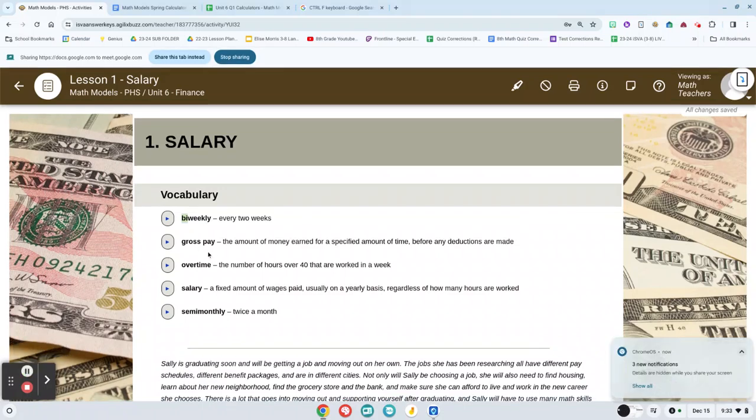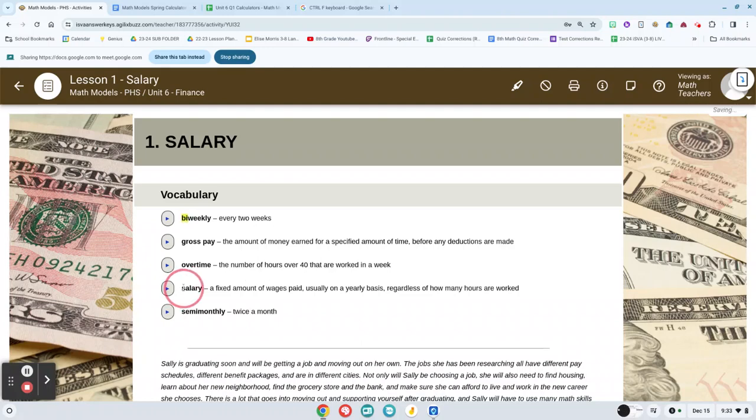Okay, gross pay. This is the amount of money earned for your job before any deductions like insurance and social security and taxes come out. Overtime, this is the number of hours over 40 that you work in a week. Typically, if you're an hourly employee and you work overtime, you get paid more for your overtime hours.